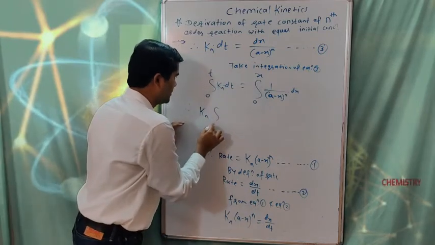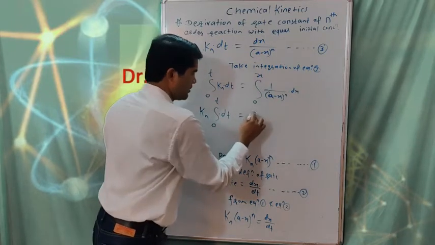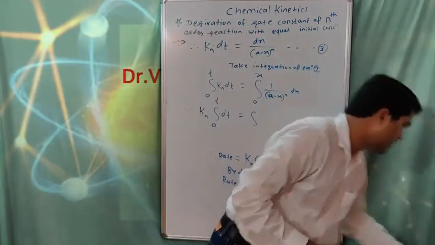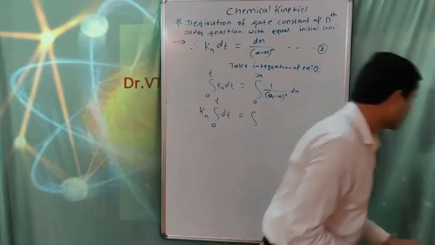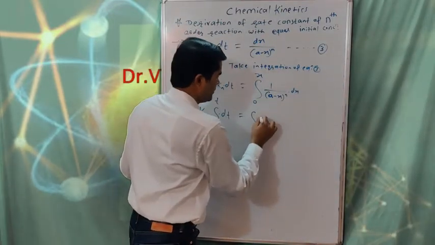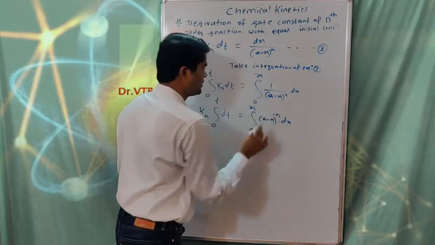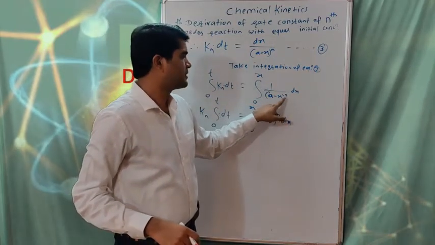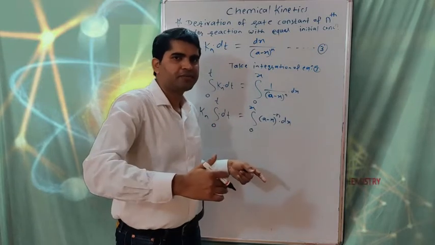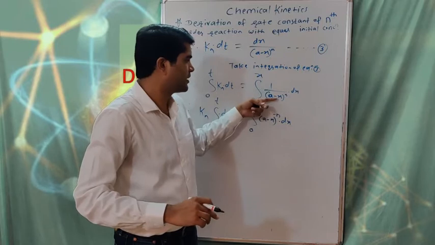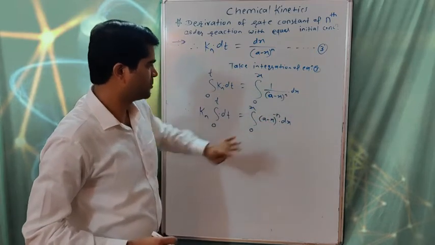So constant Kn, 0 to t, integration of dt is equal to, now we have the formula: integration of x raised to n dx is x raised to n plus 1 upon n plus 1. So take this one from the denominator to the numerator. If we write it this way, (a minus x) will be raised to minus n into dx, limit 0 to x. What we have done: (a minus x) was raised to plus n in the denominator, we have taken it to the numerator, so the sign of the power is changed. Here plus n, here minus n. So both are the same only.